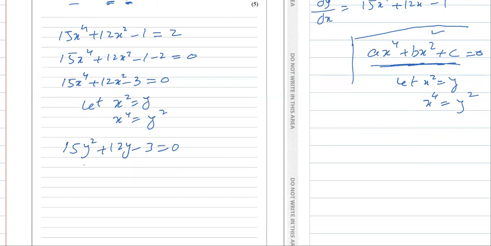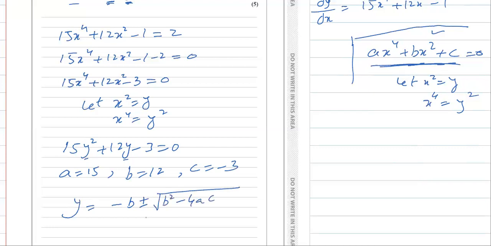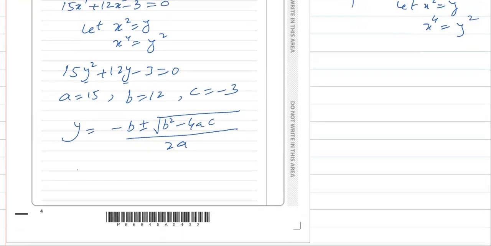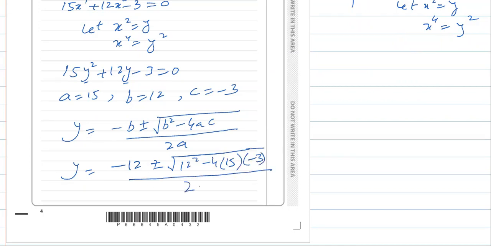So I'm going to use the quadratic formula. Here a is equal to 15, b is equal to 12, and c is equal to minus 3. So this is quadratic in y. When I solve it, I will get y is equal to minus b plus minus square root of b square minus 4ac divided by 2a. So what will we get from here? We will get y is equal to minus 12 plus minus square root of 12 square minus 4 into a into c divided by 2a.